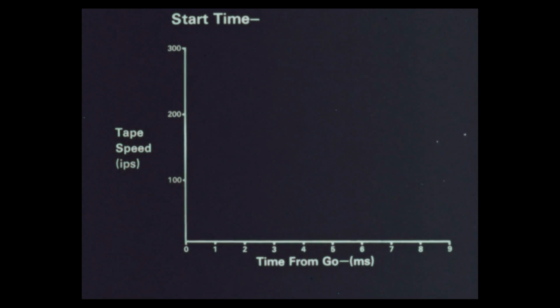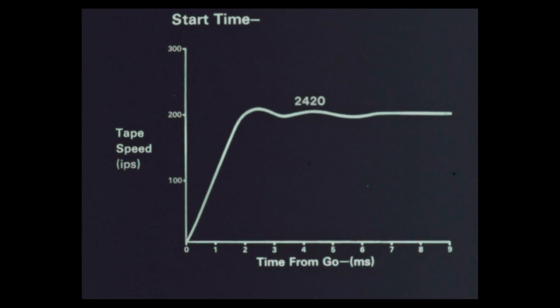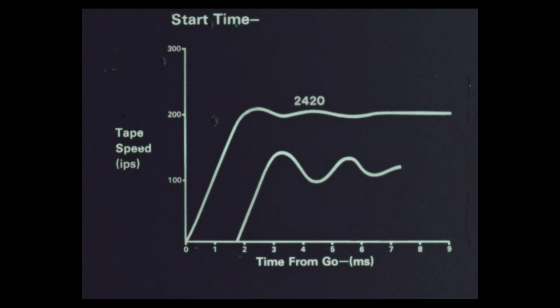Let's compare the start characteristics of both the 2420 and 2400 Model 6. The 2420 starts moving tape immediately. In the 2400 Model 6, 1.5 milliseconds are required to start tape motion.